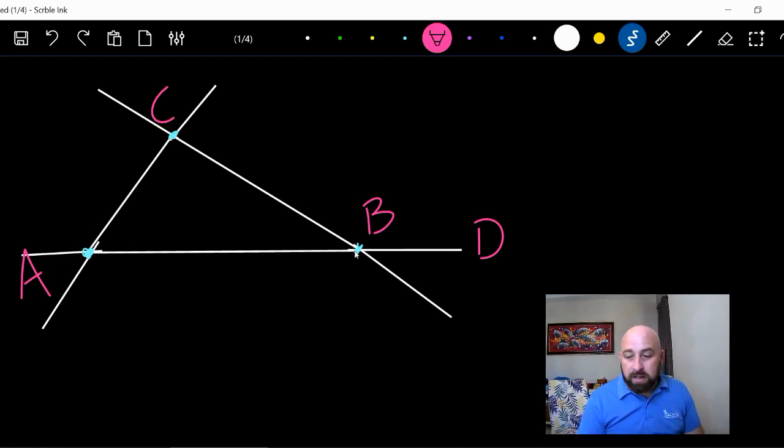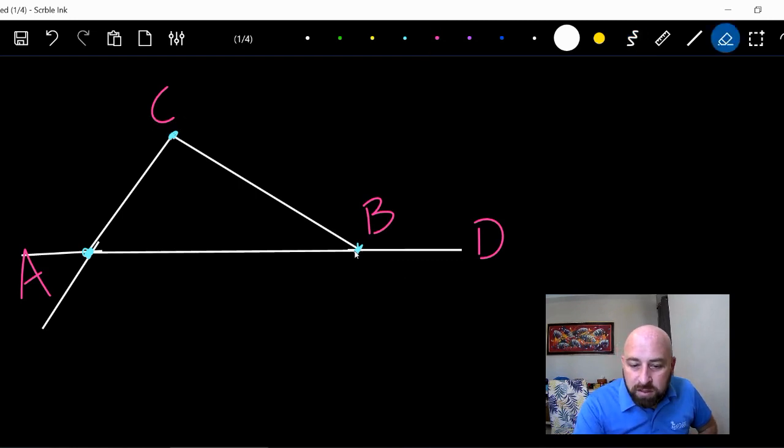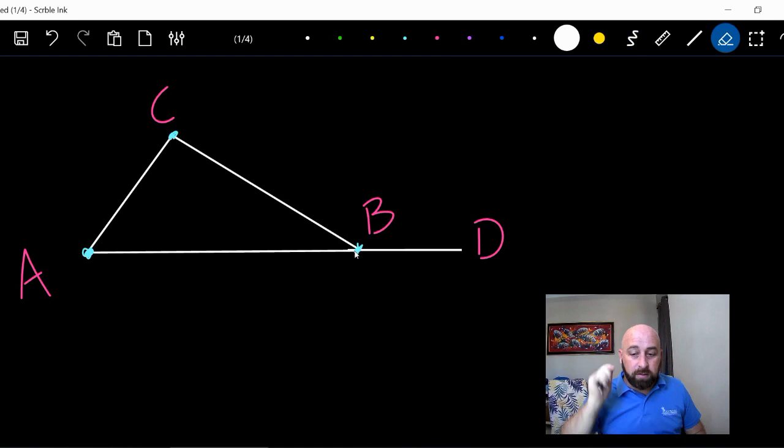Let's focus on D. I'm going to erase some of these other ones so we can put our focus on one of these right now. We've just extended line AB, and so now we have line AD with B as a point on the line. And so now our line is AD, and I want you to see something.